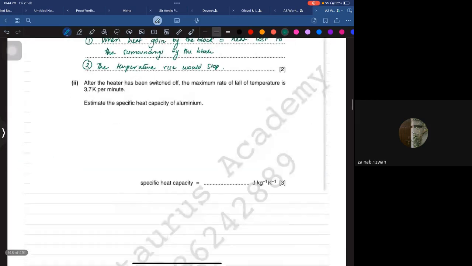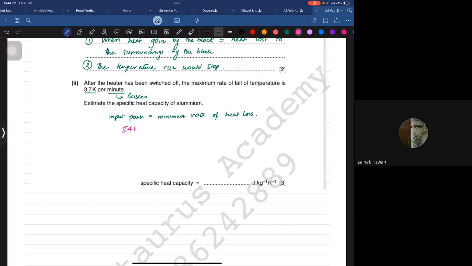Remember that. Anyway, in this one, it says after the heater has been switched off, the maximum rate of fall of temperature is 3.7 kelvins per minute. Okay, so per minute means that it is in 60 seconds. And it says estimate the specific heat capacity of aluminum. Obviously, you guys need to understand that the input power should be equal to the maximum rate of heat loss, right? That's where it becomes the same. So what do you do?